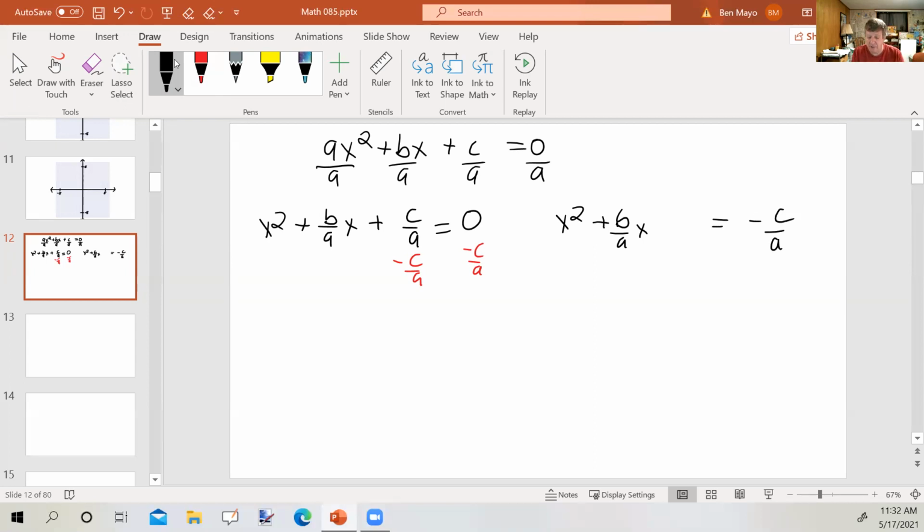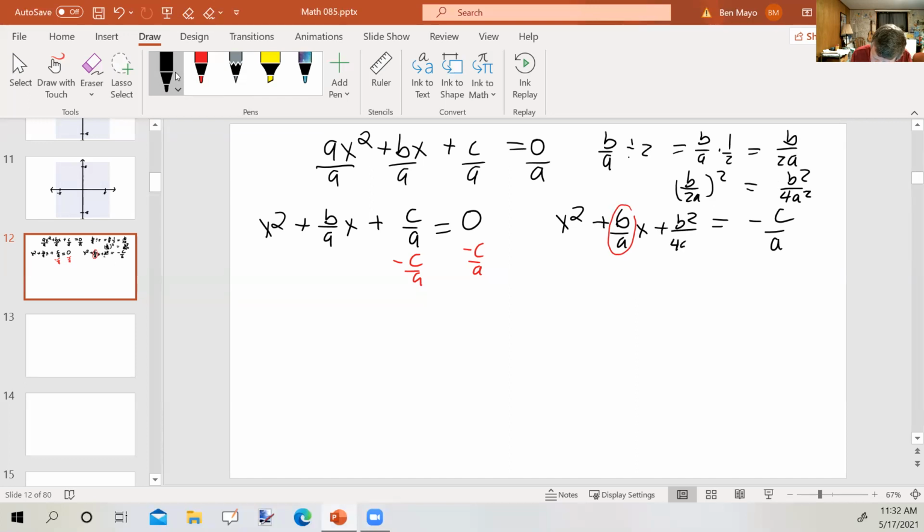Okay, the next thing we're going to do, we're going to take the coefficient of x, which is b over a, right? This thing right here. We're going to divide it by 2, which is the same thing as multiplying it by 1/2. So we get b over 2a. Then we're going to take b over 2a and square it, which gives us b squared over 2 squared a squared, which is 4a squared.